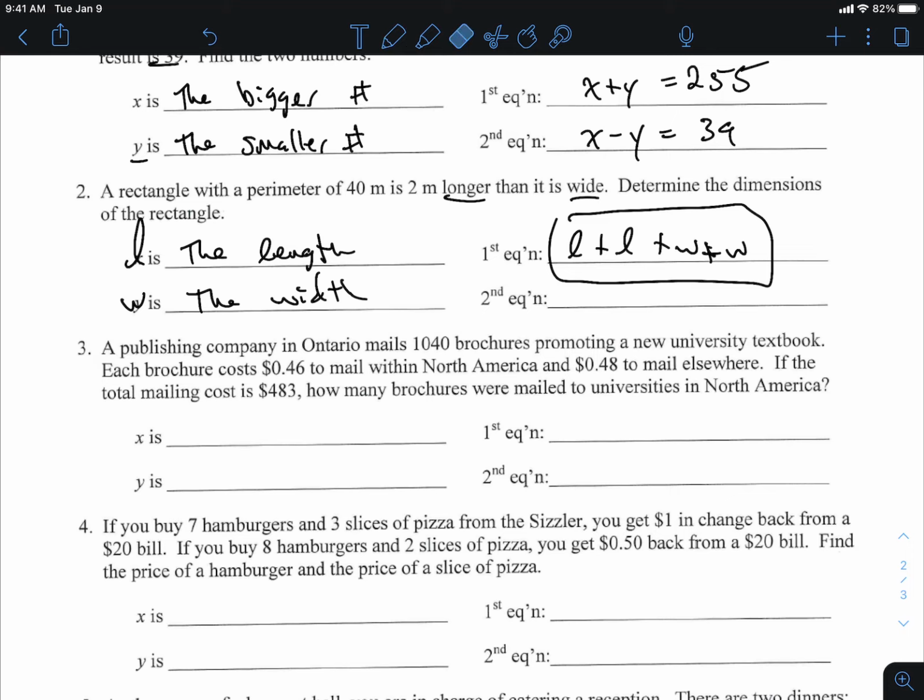And then you can combine that into 2 L's plus 2 W's. That's equal to the perimeter, but what does the question tell you the perimeter is? What's the perimeter of this particular rectangle? 40. So there's your equation, or one of them.